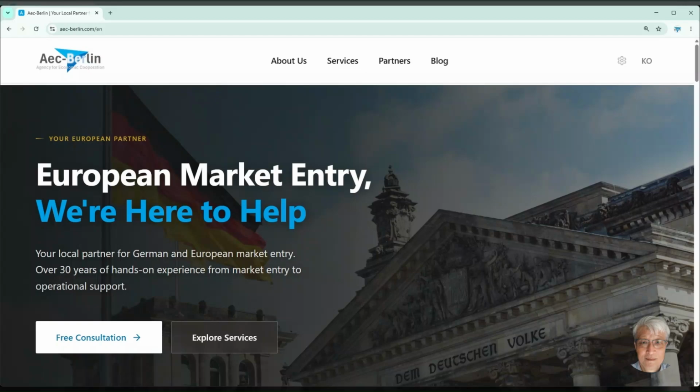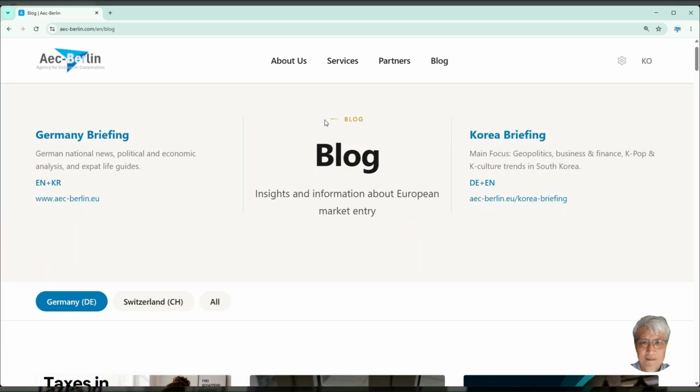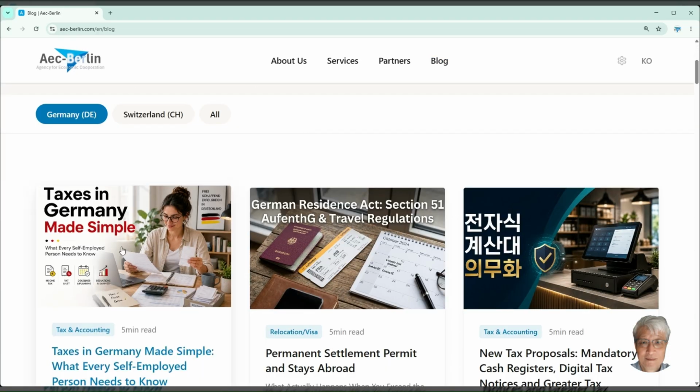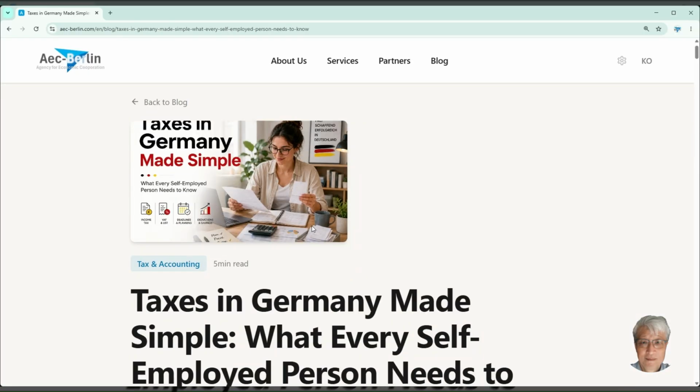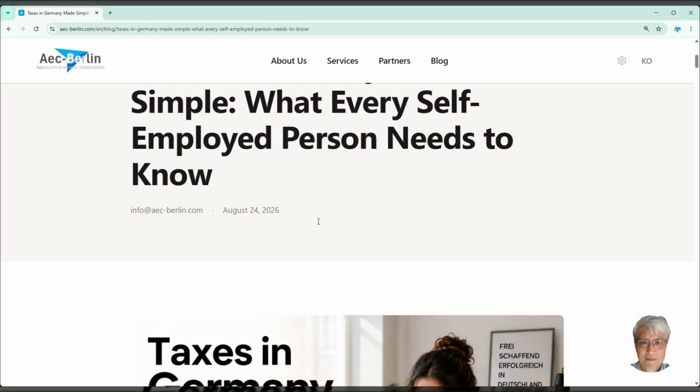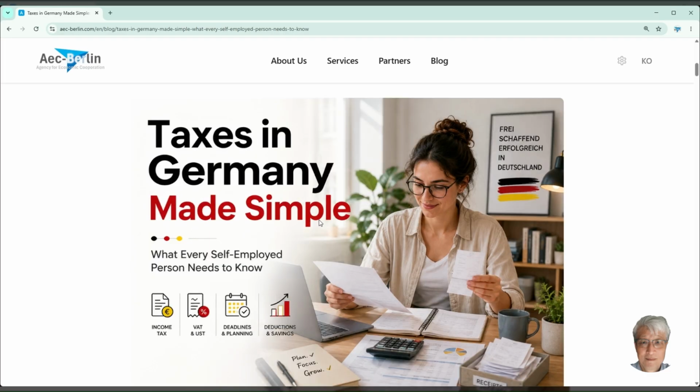Taxes in Germany made simple. What every self-employed person needs to know. If you are self-employed or own a business in Germany, you will quickly come across many new terms: VAT, income tax, trade tax, advanced tax payments, tax assessments, and business expenses.